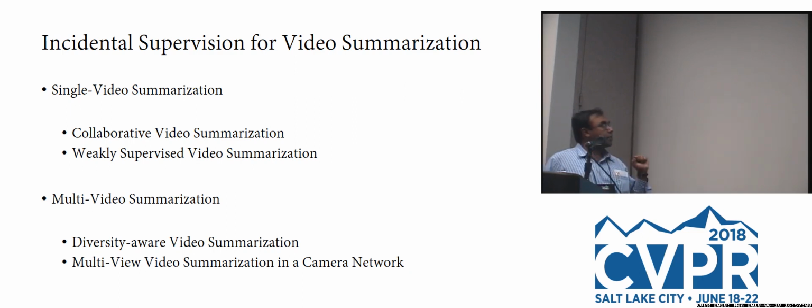I'll talk about collaborative summarization. This is similar to what Ehsan just talked about, with actually using some similar methods also. And then we'll talk about weak supervision for video summarization. I'll define what those terms exactly mean. They are used with very different meanings in different contexts.